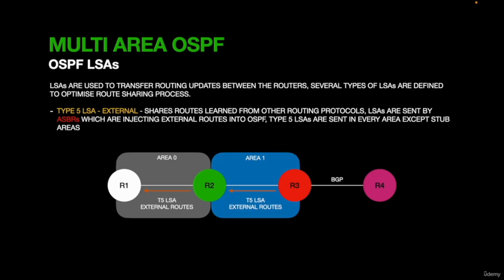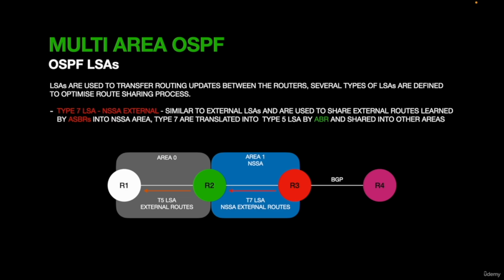Also, type 5 LSAs share routes learned from other routing protocols, and these type 5 LSAs are describing external routes, and they are shared by ASBRs. Type 5 LSAs are being sent in every area except the stub areas. You will see what this means in other slides.